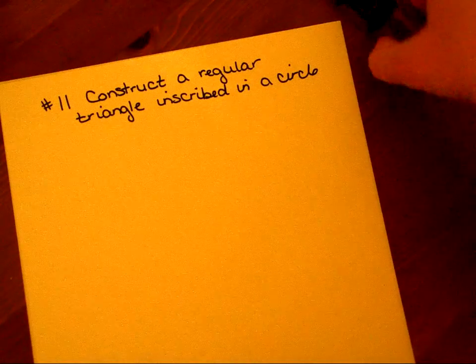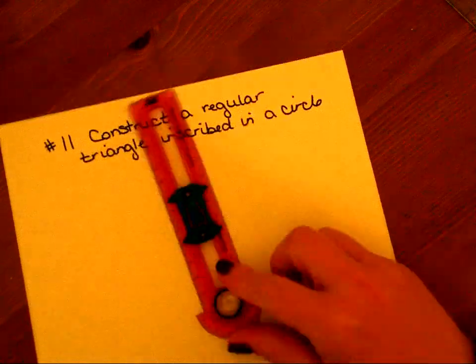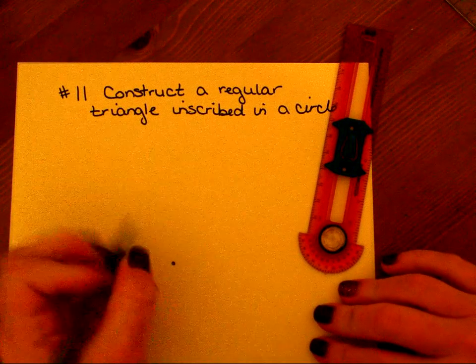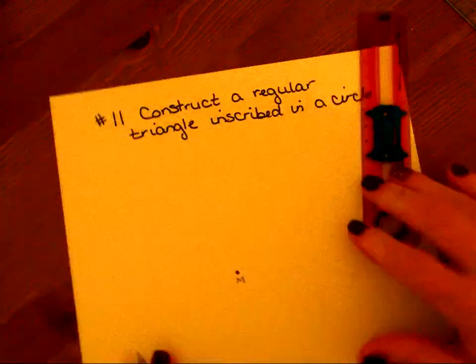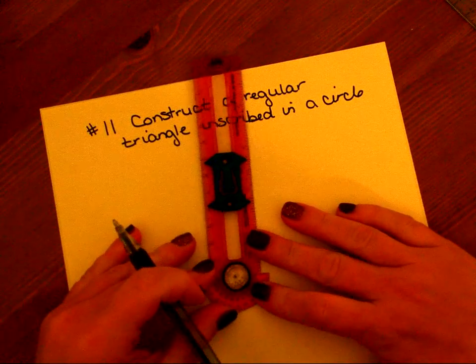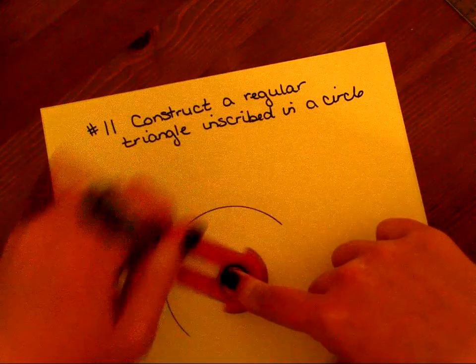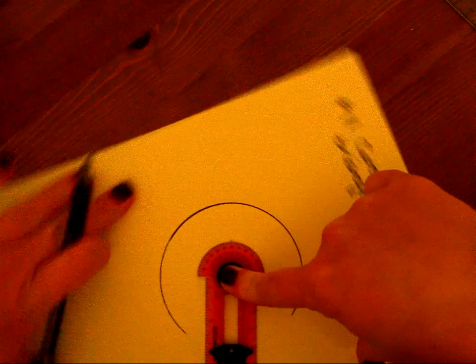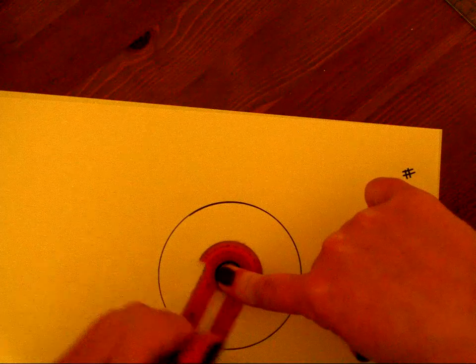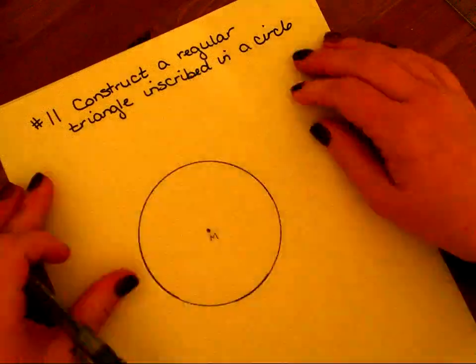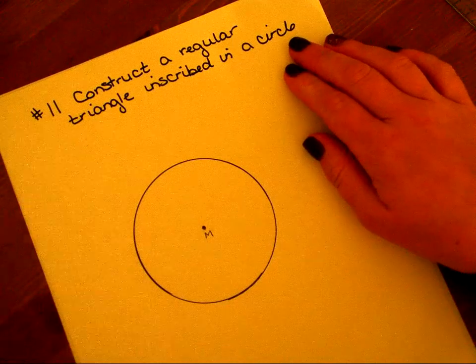So our first step is to draw the circle. I'm going to give ourselves a point as our center point, call it M. Put my compass down, and we can create a circle. Now you can create a larger or smaller circle, whatever you want, but remember you're going to be making a triangle inside of the circle, so I wouldn't go too small.